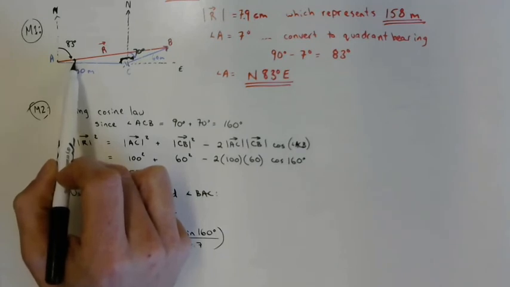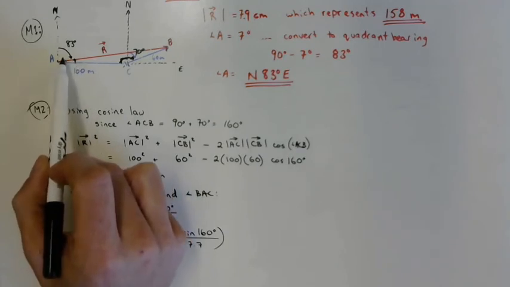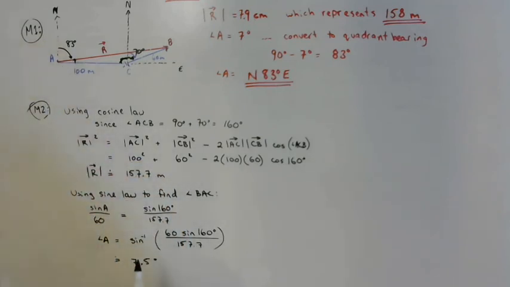But we want it in quadrant bearings, so we're going to do the same thing. We're going to do 90 minus 7.5, which is 82.5, which tells us that we have traveled about 158 meters, 157.7 meters to be exact, at a quadrant bearing of north 82.5, so about north 83 east. Okay, two methods to use.